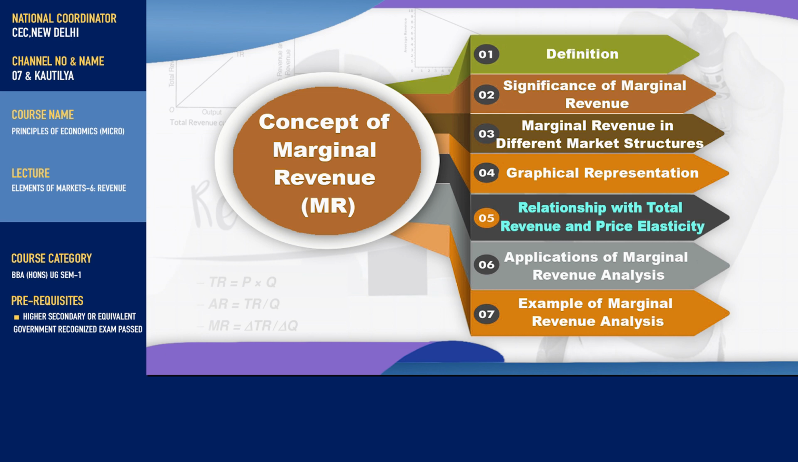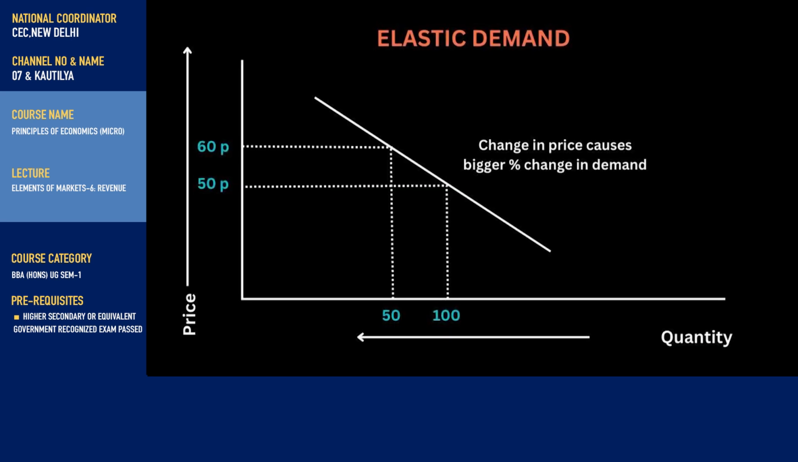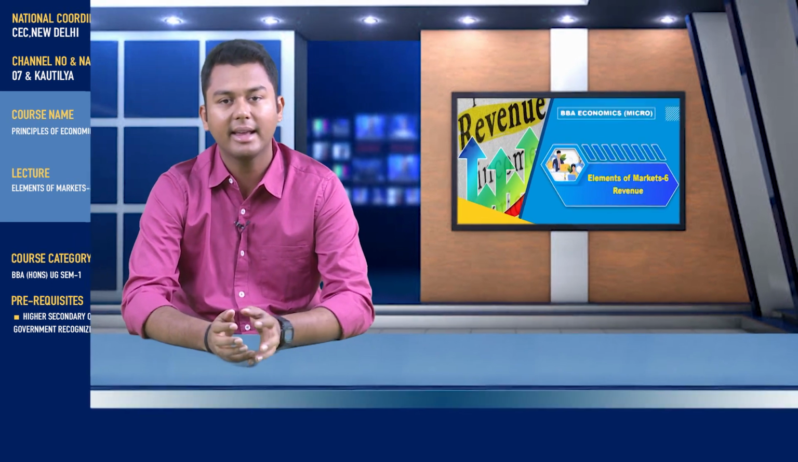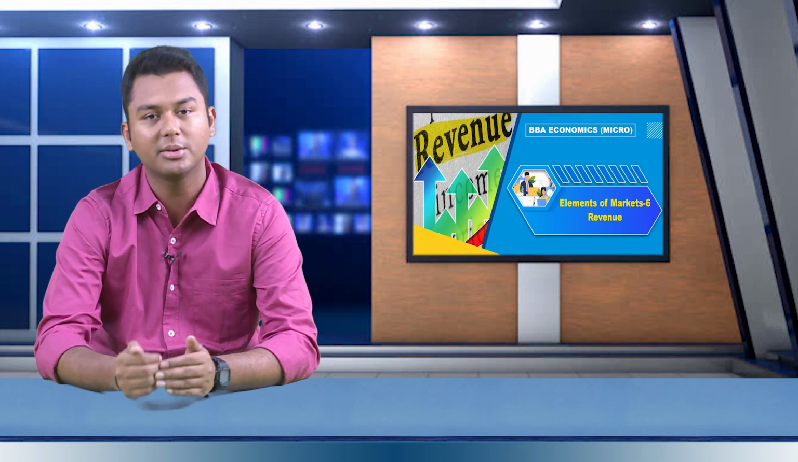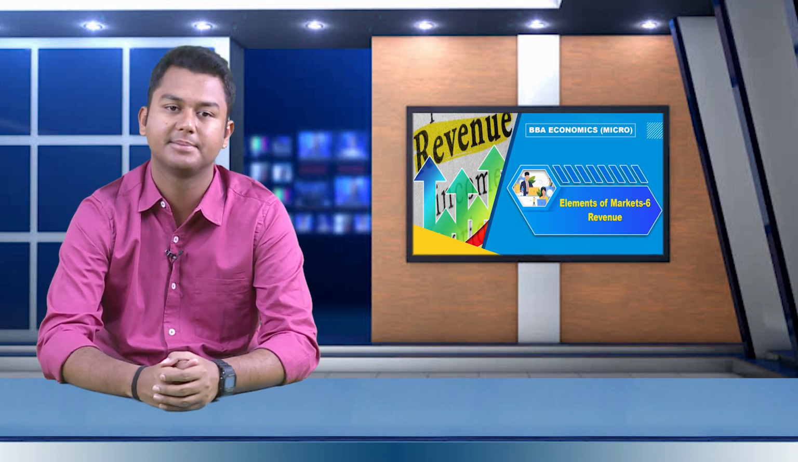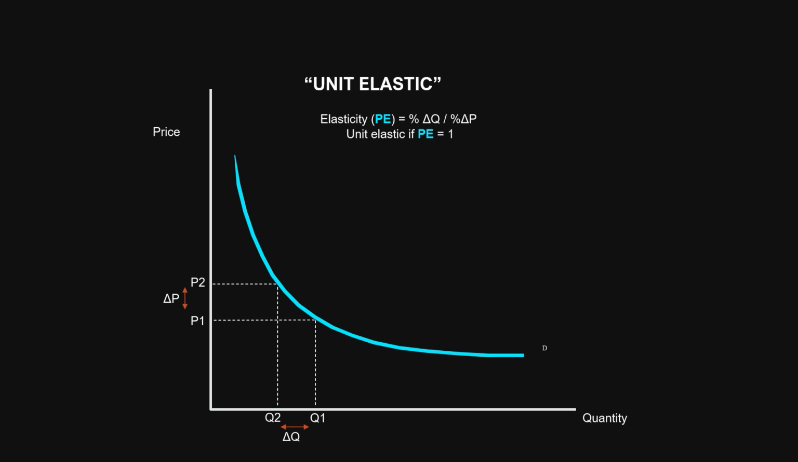Let us look at the relationship of total revenue and price elasticity. When the demand is elastic, marginal revenue is positive and total revenue increases as quantity sold also increases because of the nature of elastic demand. Contrary to this, in an inelastic demand, the marginal revenue is negative because the total revenue decreases as quantity sold increases. If we look at unitary elastic demand, then marginal revenue is 0 because the total revenue here is maximized and there is no change, as we saw.